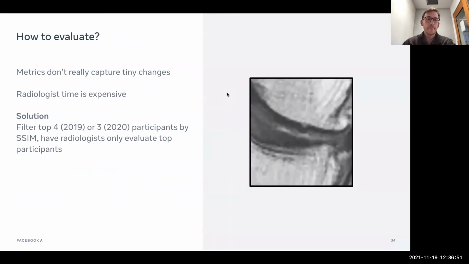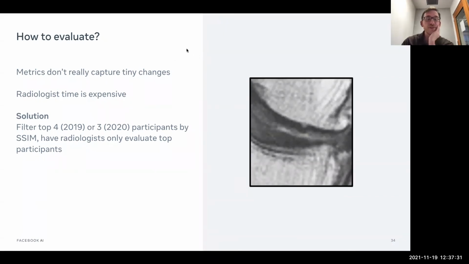As I just mentioned, radiologists value images in ways that are hard for metrics to capture, like tiny relevant changes. And when you run an open reconstruction challenge, radiologist time is really expensive. You can't have your radiologists look at all the submissions. There are too many submissions and not enough radiologists. Because of this, we adopted an imperfect solution for our challenges where we would filter the top 4 submissions in 2019 or the top 3 submissions in 2020. We did this filtering by SSIM, and then we only had the radiologists evaluate the top participants.